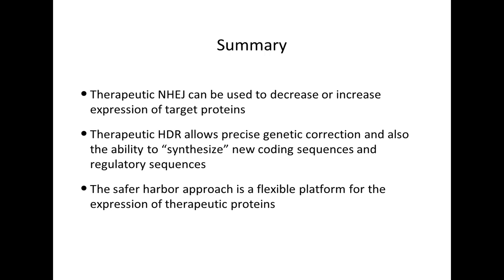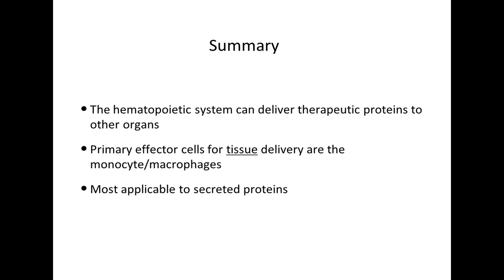The safe harbor approach is a flexible platform for the expression of therapeutic proteins. Hopefully, we have shown you that the hematopoietic system can deliver these therapeutic proteins to other organs. The primary effector cells we know for the tissue delivery are the monocytes and macrophages, and such a strategy is really most applicable to secreted proteins. And now I would like to open it up for questions.